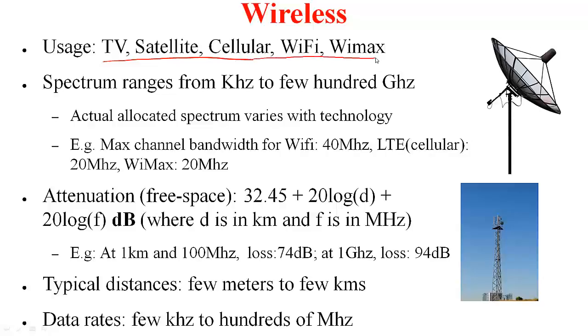So in terms of wireless, there is a whole range of usage: TV, satellite, cellular, Wi-Fi, WiMAX, and so on and so forth. And spectrums can range from a few kilohertz to a few hundred gigahertz. But the actual allocated spectrum is a function of technology. For example, for Wi-Fi, 40 megahertz is used for transmission purposes. And for LTE, which is the advanced cellular technology, 20 megahertz is used for a particular transmission.